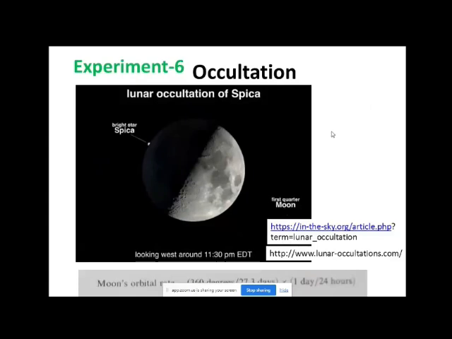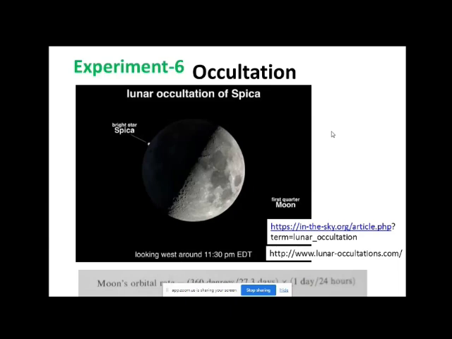This is experiment 6, occultation. Occultation is a special event when a bright celestial object is obstructed by the moon, and there is a lot of calendar there, a lunar calendar at sky.org, lunaroccultation.com, etc. From this occultation event, we can measure the moon's orbital rate, that is 0.56 degree per hour. Actually, the moon is moving towards the east each hour at 0.56 degree.